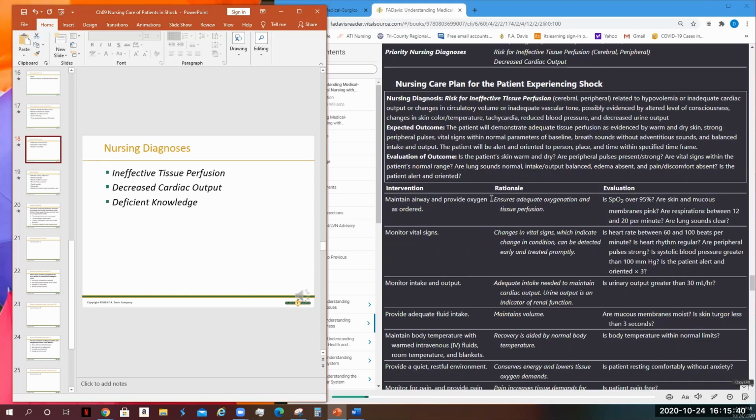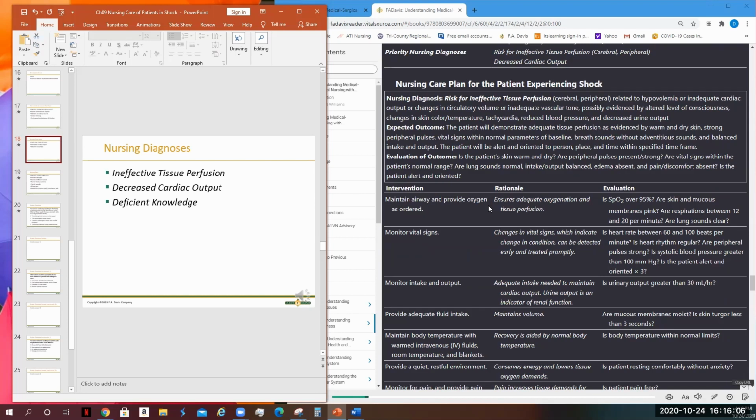Intervention. Maintain airway and provide oxygen as ordered. The rationale is this ensures adequate oxygenation and tissue perfusion. Evaluation. Is the SpO2 over 95%? Are skin and mucous membranes pink? Are respirations between 12 and 20 per minute? Are lung sounds clear?